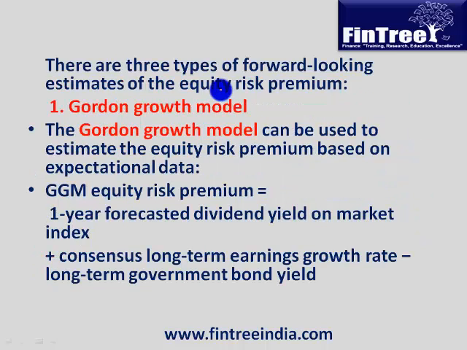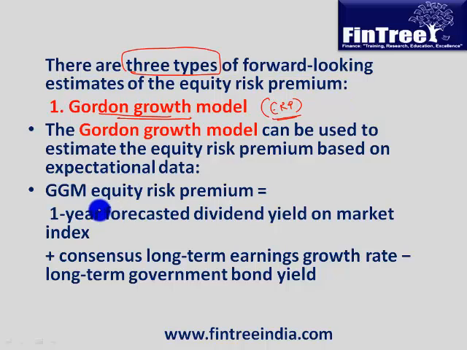Okay, so we will start with the forward looking estimates. This is where your formula remembering concept starts. The first formula you remember is the Gordon growth model. We've done this in the past. Now we are using Gordon growth to find the equity risk premium. So don't lose the big picture: we are trying to understand equity risk premium using forward looking estimates.